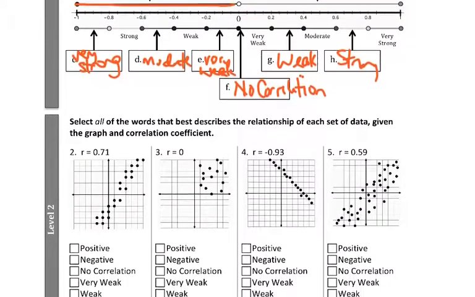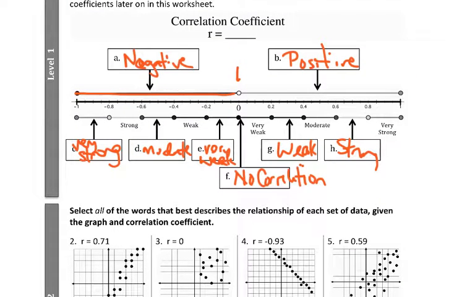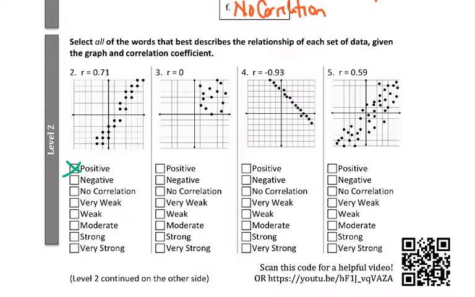So let's take a look here. Question 2. We have a 0.71 correlation. So I'm going to find 0.71 on my number line. It's about right here. And then you want to look at the word that describes it above and below. So we know that this is a positive and strong relationship.